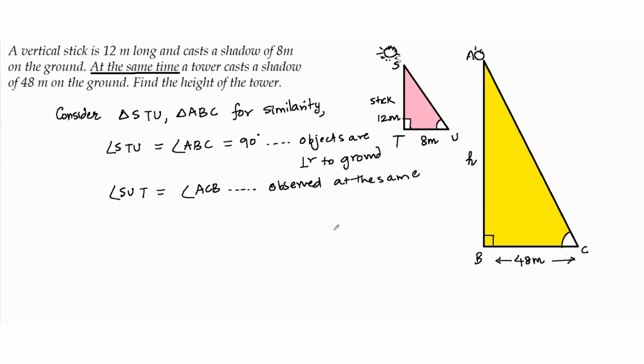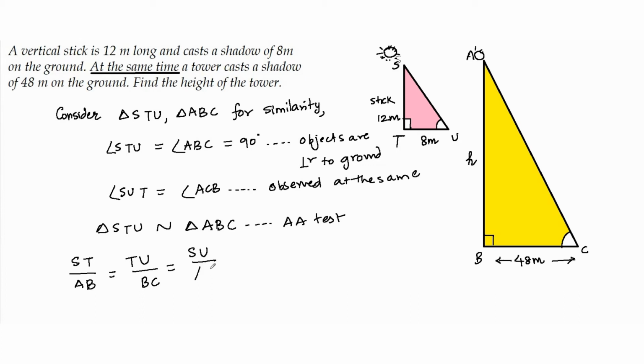And that's why the angle of elevation of the sun is equal, which means triangle STU is similar to triangle ABC, and this is because of the AA test of similarity. Because the triangles are similar, their sides should be in the same ratio. So ST divided by AB should be equal to TU divided by BC, which should be equal to SU by AC. Again, this is because of corresponding sides of similar triangles.